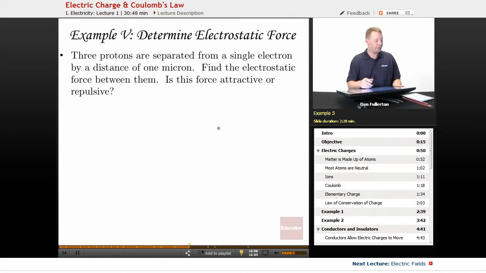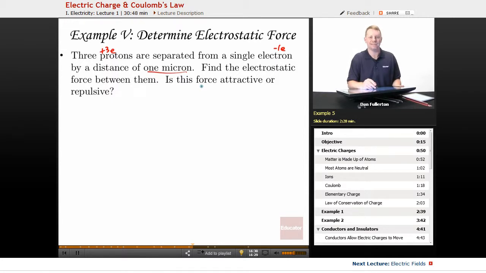All right, determining the electrostatic force. We have 3 protons separated from a single electron by a distance of 1 micron. So 3 protons, plus 3 elementary charges, separated from a single electron, minus 1 elementary charge, by a distance of 1 micron, or 1 times 10 to the minus 6 meters. Find the force between them, and is it attractive or repulsive?